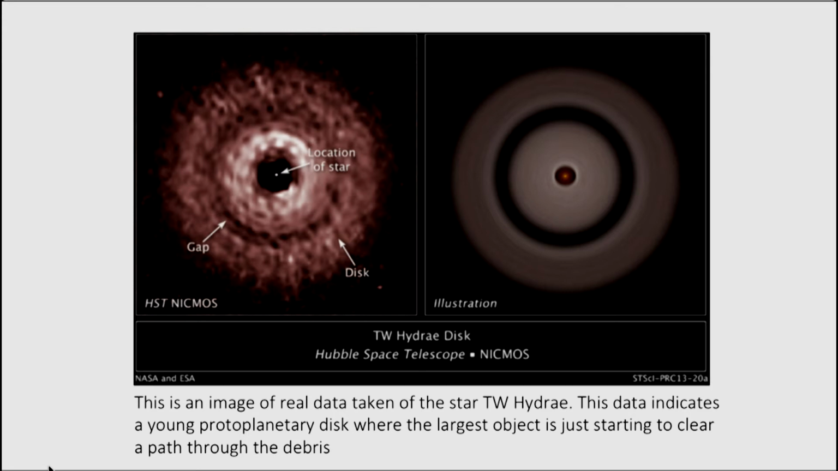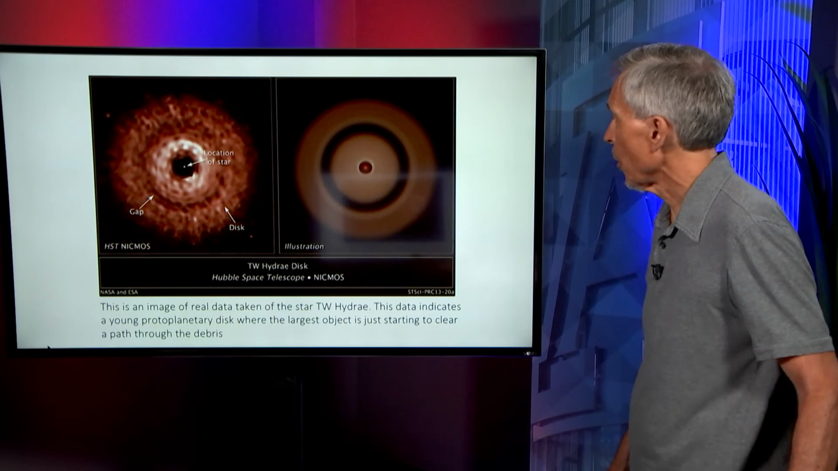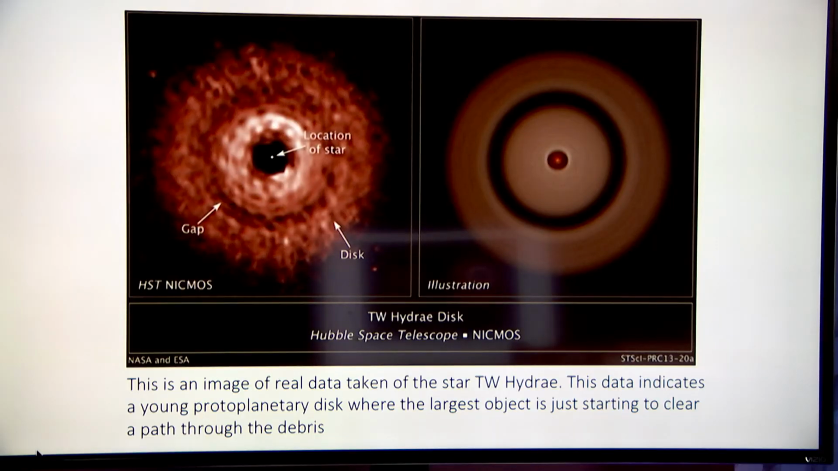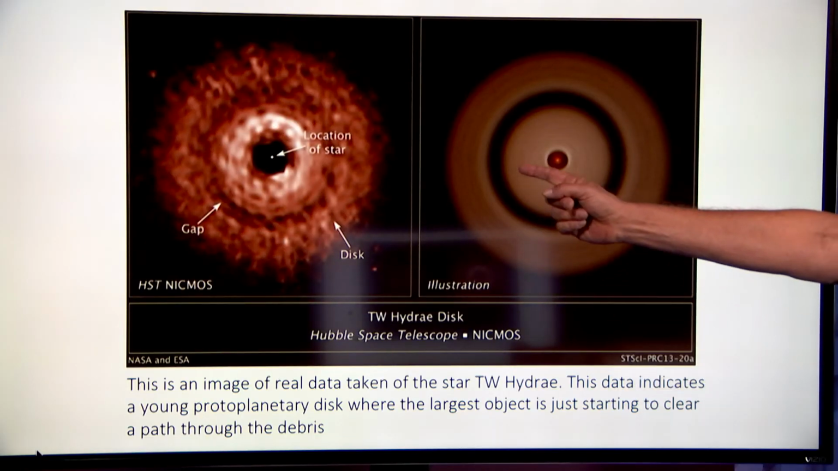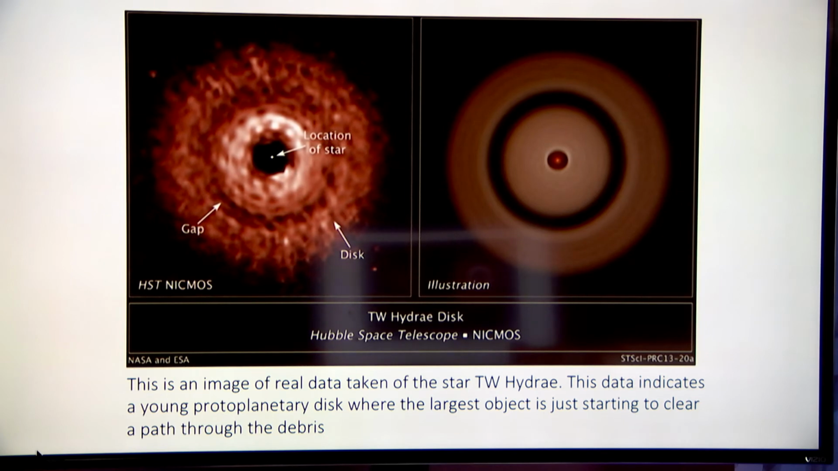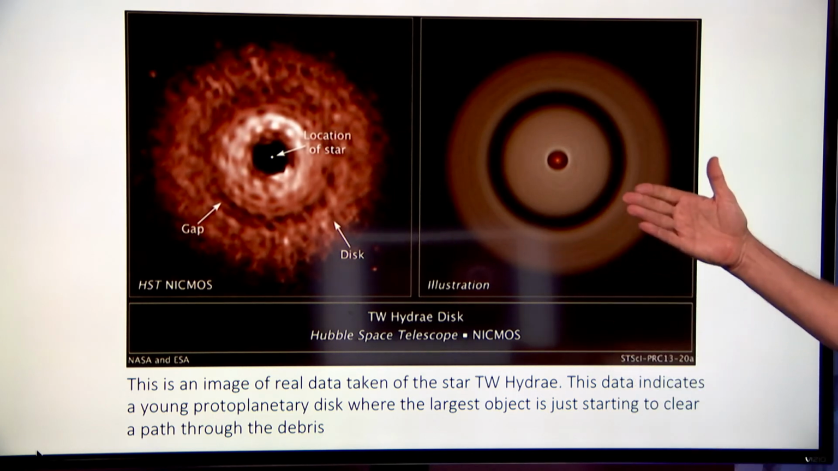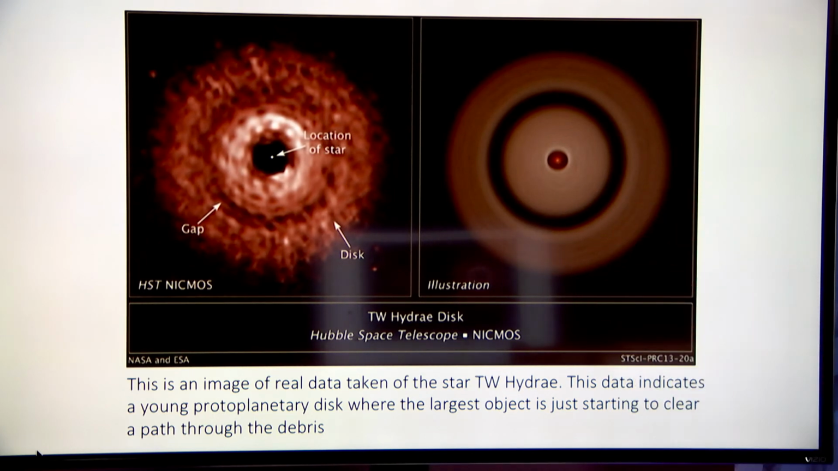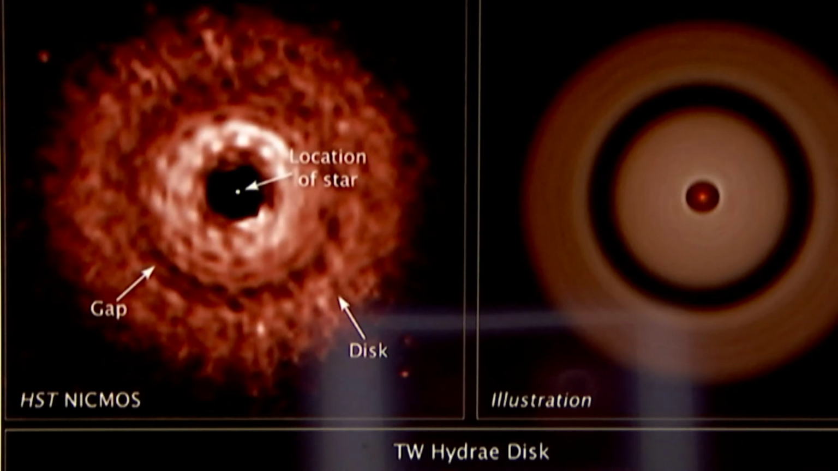In this image, we can see real data from the Hubble Space Telescope of the star TW Hydrae. And on the left-hand side, the central region is dark because the very bright star at the center of this region has been occulted or taken out of the view, allowing us to amplify the light from the region around where planets we believe are forming.